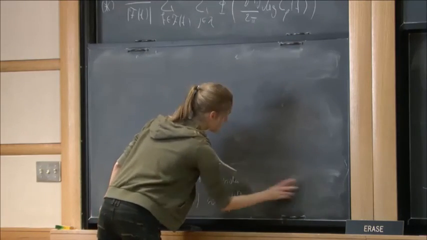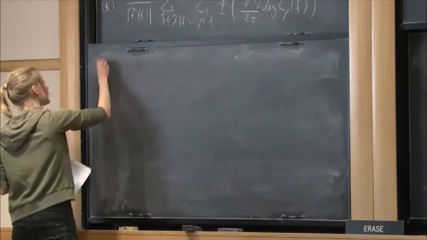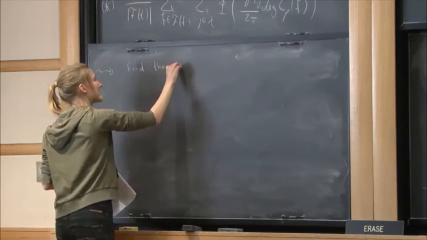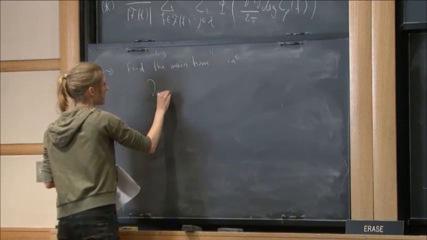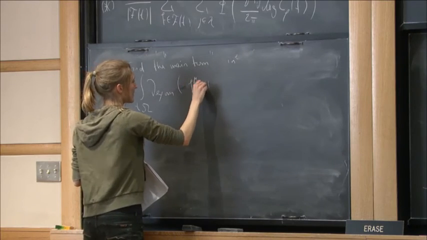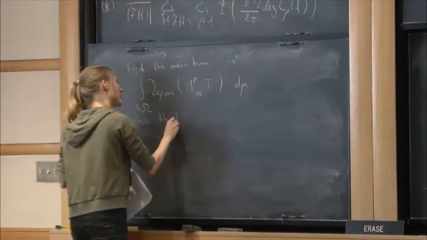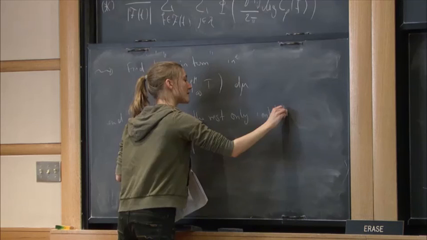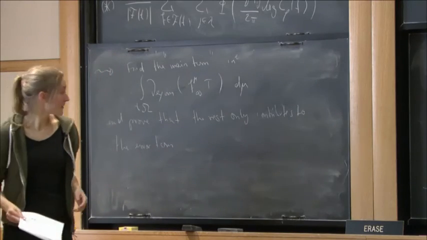So one has to find the main term in this geometric side, and prove that the rest only contributes to the error term. Okay, so I don't really have time to say anything more.